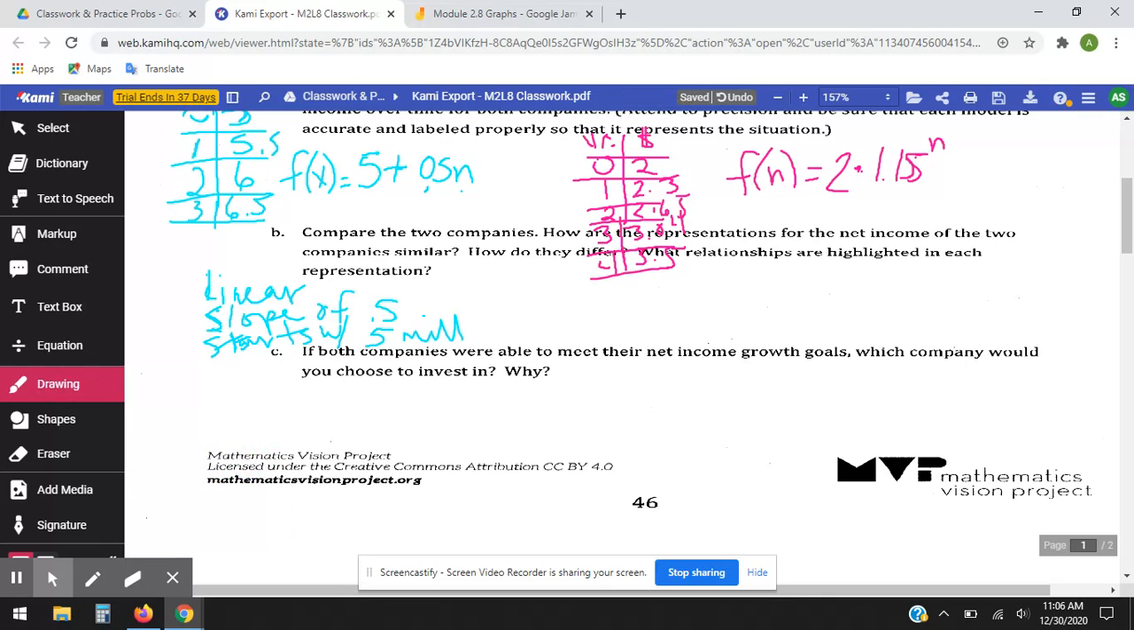The ComputerFest is exponential. You notice there was the exponent in there. The common ratio is 1.15. So its ratio is bigger than the slope. And we know exponential is going to go faster than a regular slope would. And this one starts with 2 million.